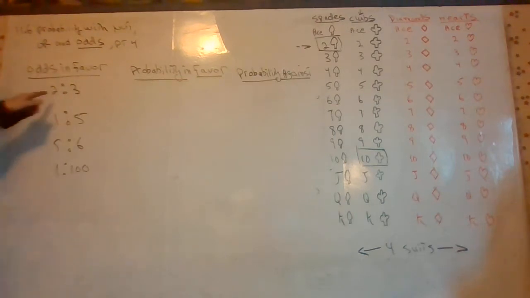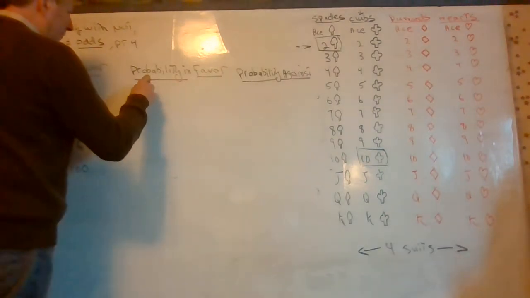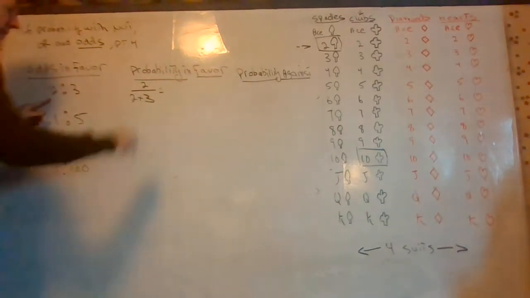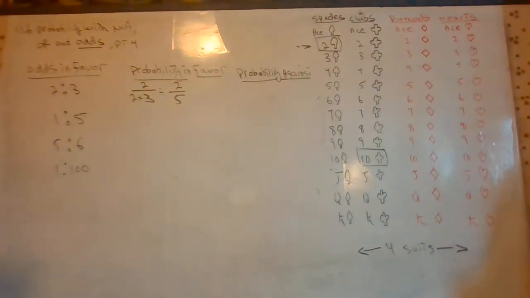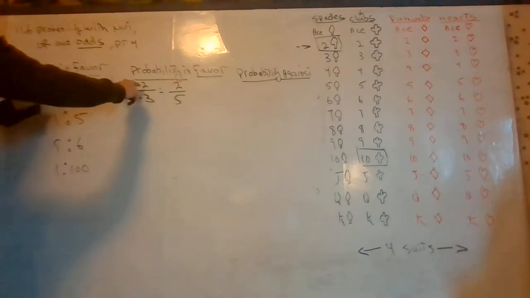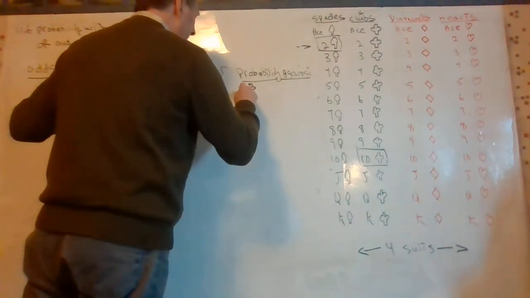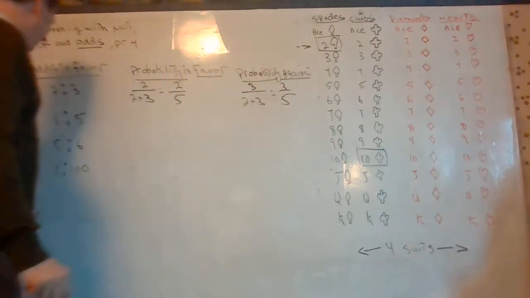The probability, and a very simple way to go from here to probability: the 2 goes on top, and 2 plus 3 is on the bottom, so you get 2 over 5. A very simple conversion to probability. It's the part on top and then the whole on the bottom. So 2/5 of the time, basically, this event's going to happen, whatever it may be. Now, probability against is just simply going to be 3 over 2 plus 3, or 3/5.